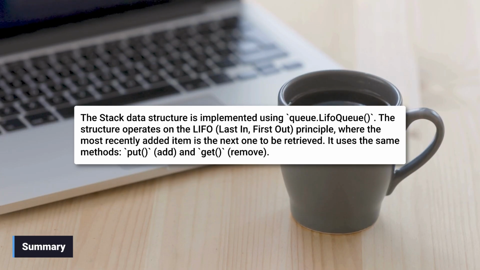To summarize, LIFO queues are ideal for processes requiring reverse order access. This concludes our module on inbuilt data structures.